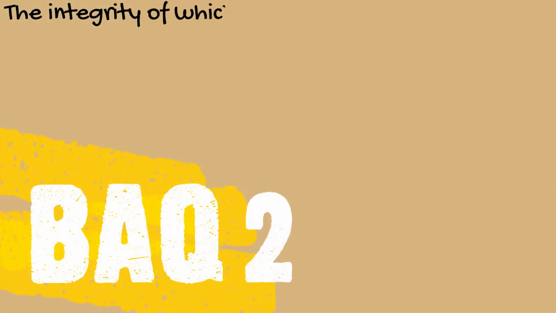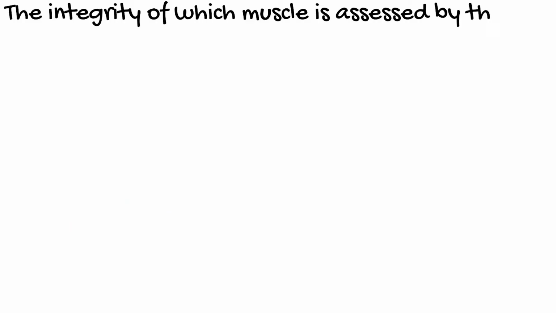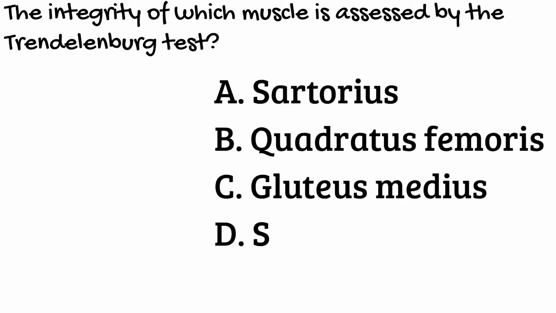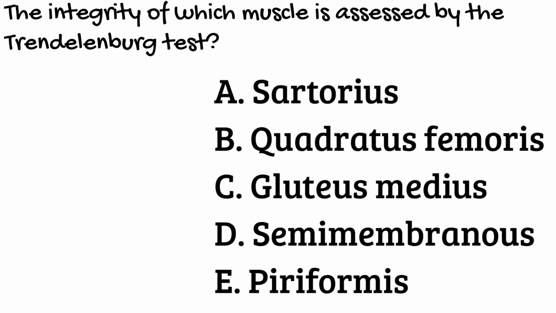The integrity of which muscle is assessed by the Trendelenburg test? A. Sartorius, B. Vastus primaris, C. Gluteus medius, D. Semimembranosus, E. Piriformis.